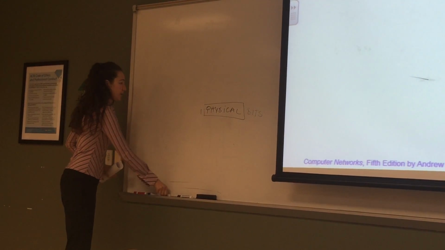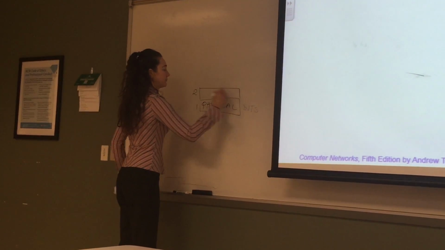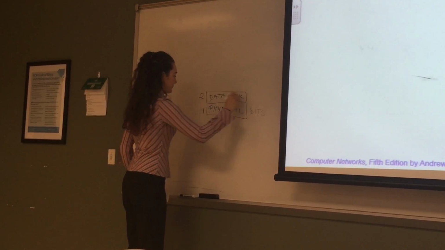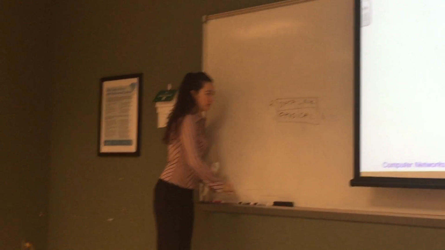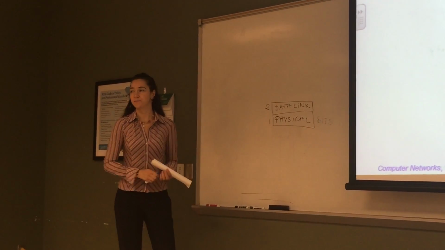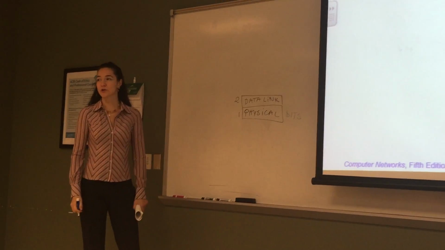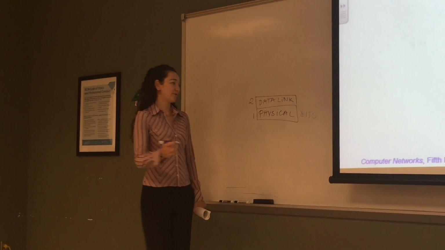The next layer we have seen was the data link layer. And the unit was, for data link, was what? What do we exchange in the data link layer? Frames. Frames.